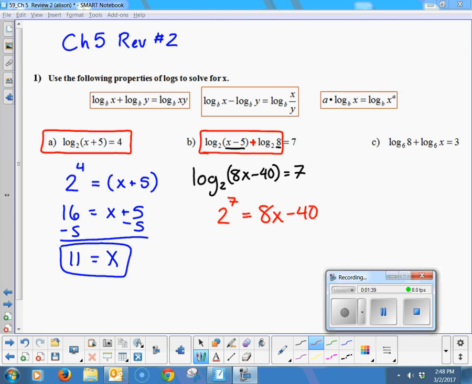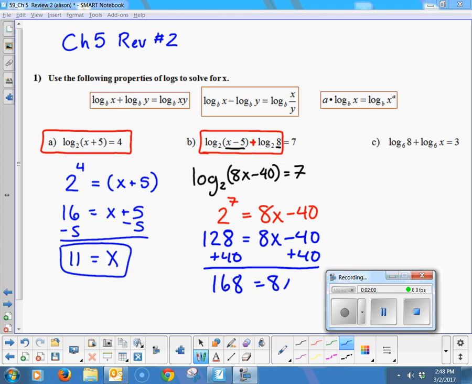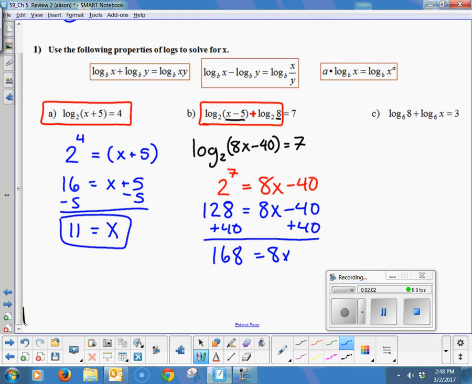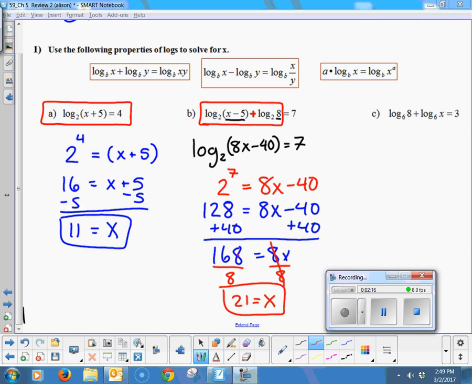And 2 to the 7th is, well, let's see, 2 to the 4th is 16, 32, 64, I want to say 128, but you guys have calculators. 128 equals 8x minus 40. If I add 40 to each side, I get 168 equals 8x. I can't do this part in my head without looking at a calculator, because 8 goes into 160 20 times, and there's another 8, so x must equal 21. I'm going to go check that. Nope, we were rocking and rolling.